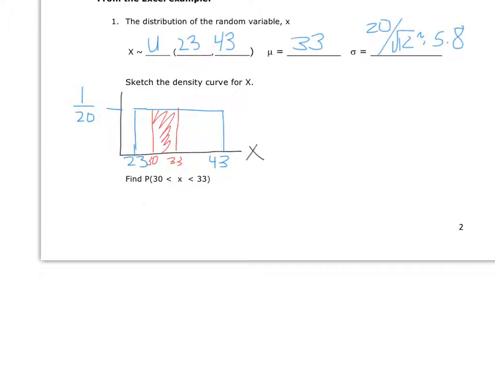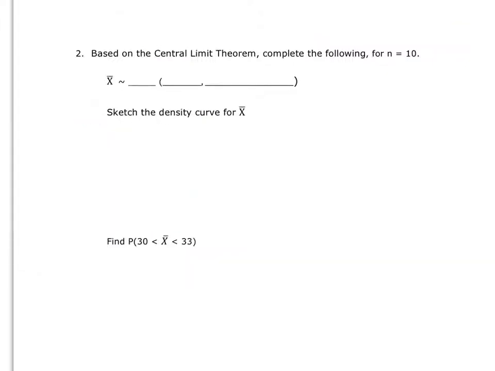So to find that probability, we know that we take that f of x at 1 over 20 times the difference between 33 and 30. So we get 3 over 20, or 0.15. Okay, so that was finding a probability for the original random variable x, an individual value from that distribution. So the probability that x is between 30 and 33 is 0.15, or 15%.